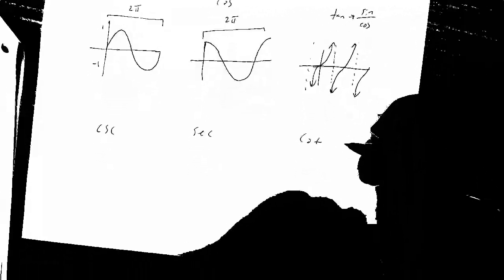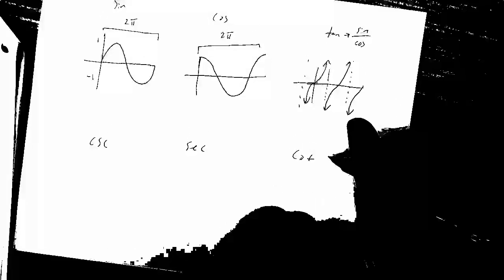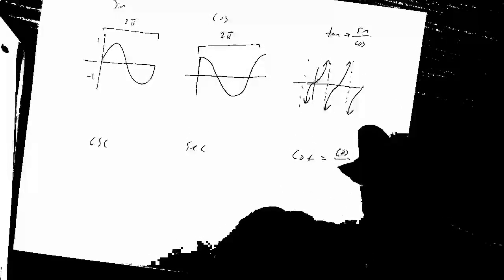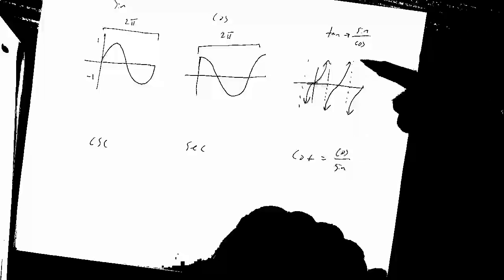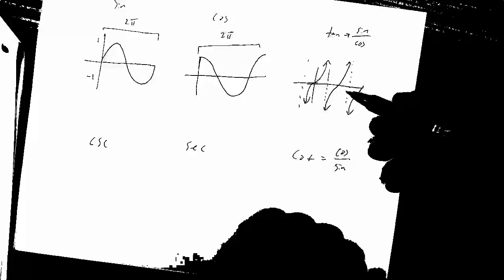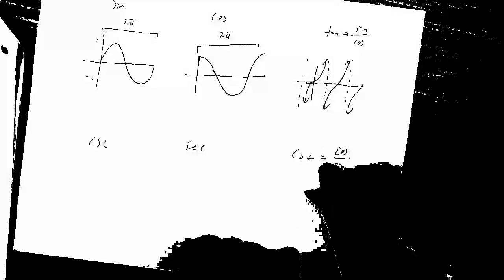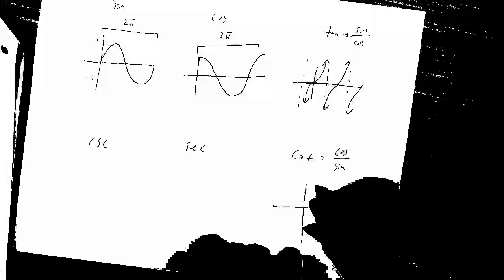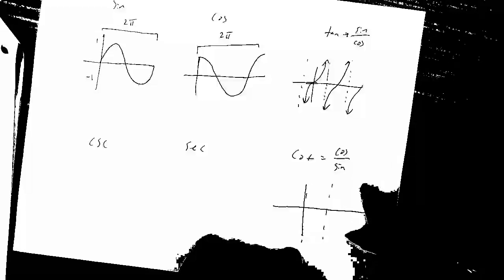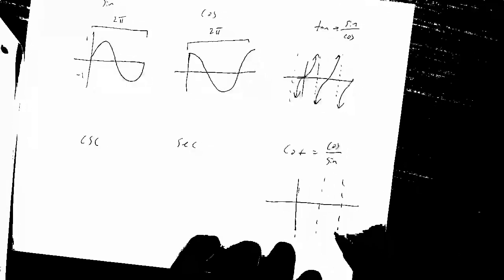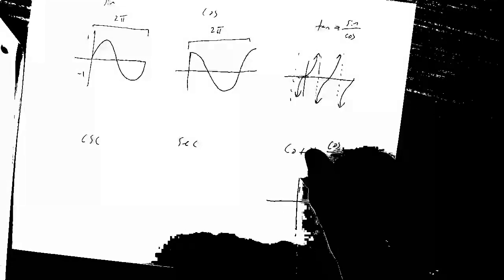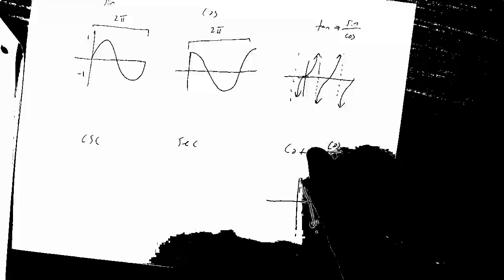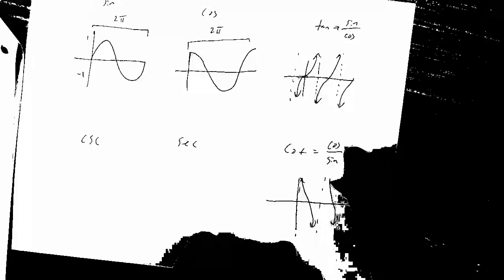Let's do cotangent. Cotangent is cosine over sine, so it's the reciprocal of tangent. It's very similar in how it looks, except it's when sine is 0 that we have the vertical asymptotes, and that happens at 0 and at pi and at 2 pi. And instead of increasing between those asymptotes, we decrease between them. So we have this and this.